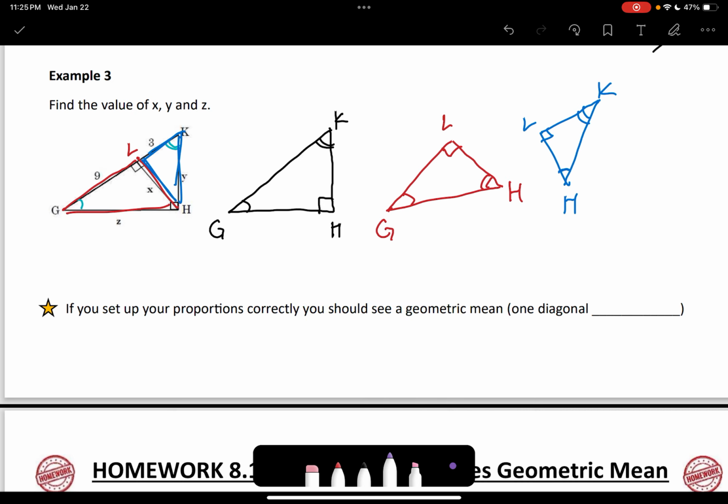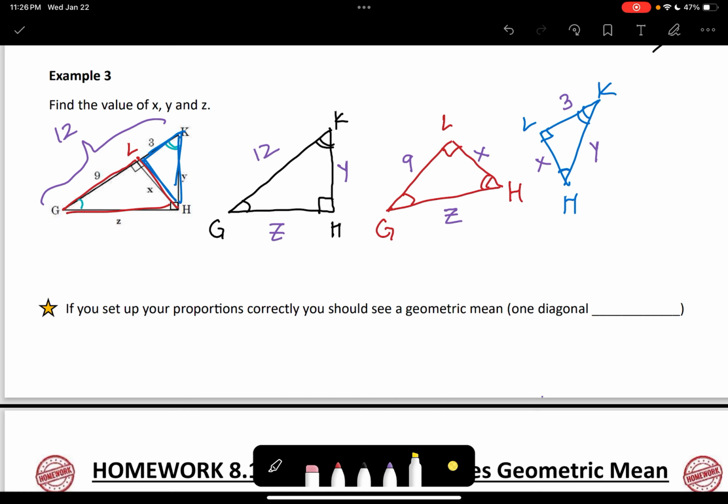If I look at GH, it is labeled as Z in the big triangle. HK is represented by Y, and the entire hypotenuse from G to K, they broke it up into 2 pieces, but adding them together gives us the length of 12. In the red triangle, they tell us that from G to L, when I do this, I like to actually look at the letters to make sure that I don't make a silly mistake. G to L is X, G to H is Z, and L to H is X. In the blue triangle, L to H, again, is X, L to K is 3, and K to H is Y. So we got everything set up and labeled.